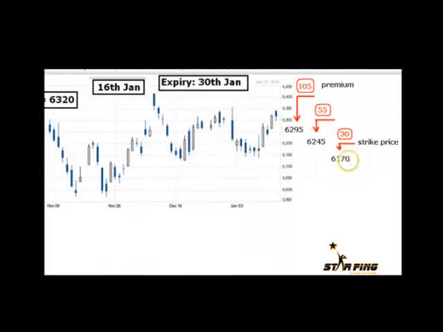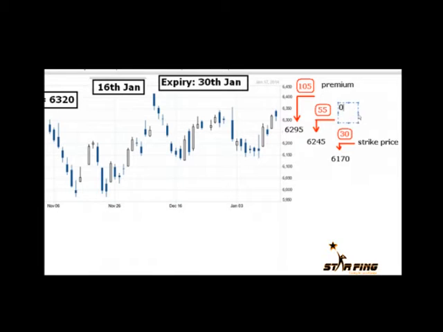So assuming that on the day of expiry the markets stay at the same place, 6320, what will happen is the 6200 contract will become 0 because it has not gone below 6200 at all. The 6300 contract will also become 0. Let me mark it here.